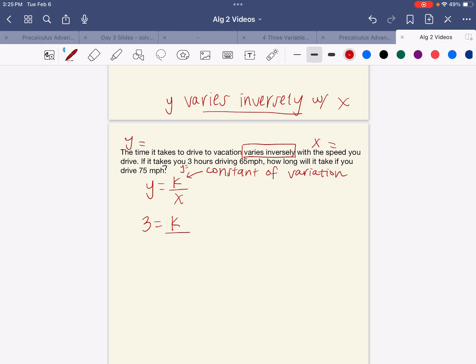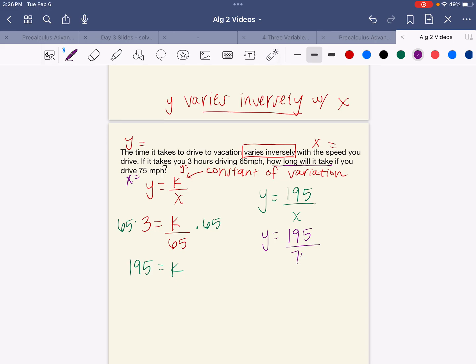So finding k. We're going to be able to find k and then answer the follow-up question. Times 65, I get 195 for k. And remember, that's important, but it's not my final answer. So now I'm going to go over and do y equals 195 over x. And now I can answer the follow-up question. How long will it take, so what will the y be if you drive 75 miles per hour? That's an x, so we're just going to plug it in.